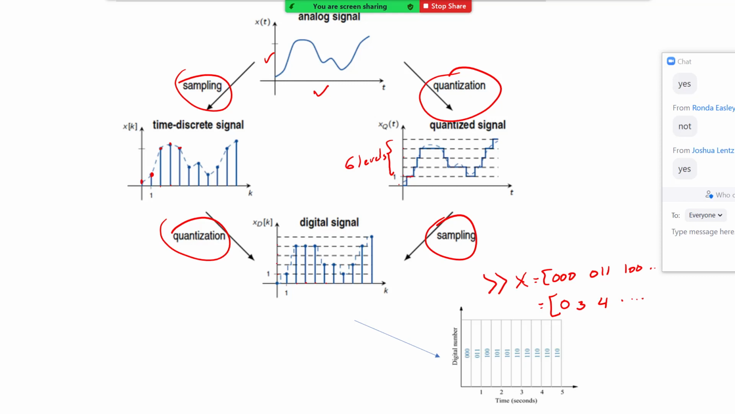No, I see what you're saying, but this is just meant to show how the numbers are stored. And therefore, these are just numbers that exist on the computer for the signal. Okay.